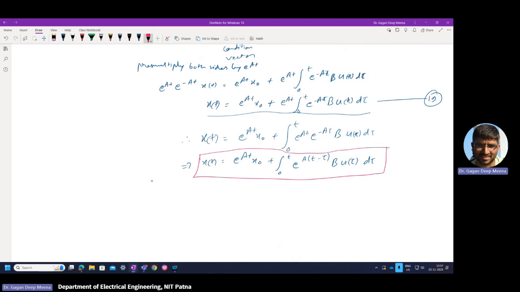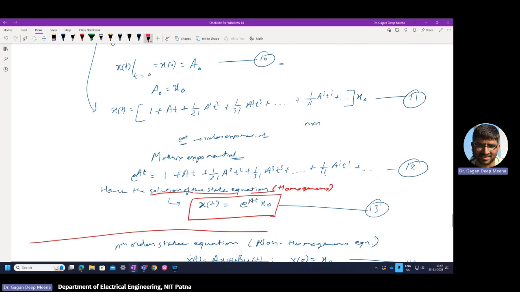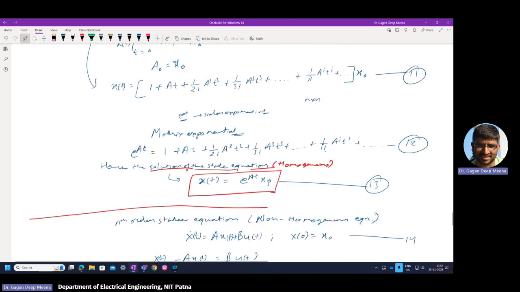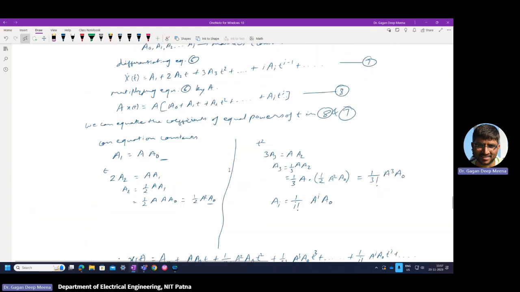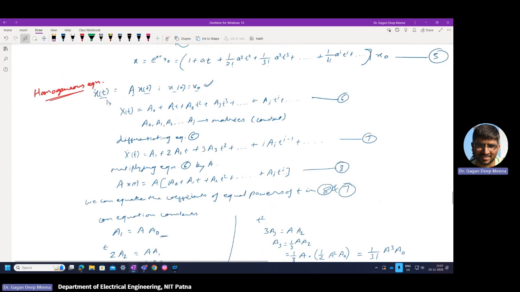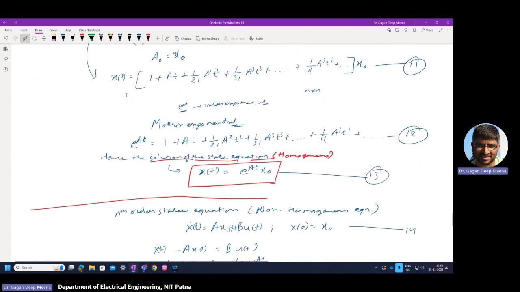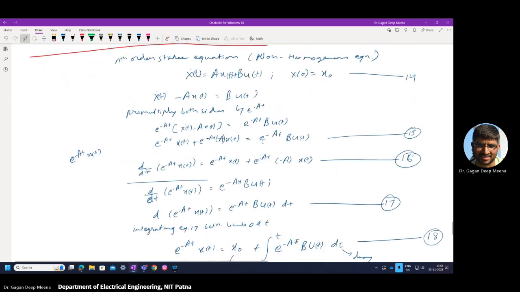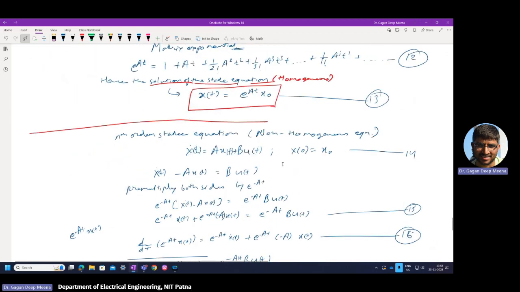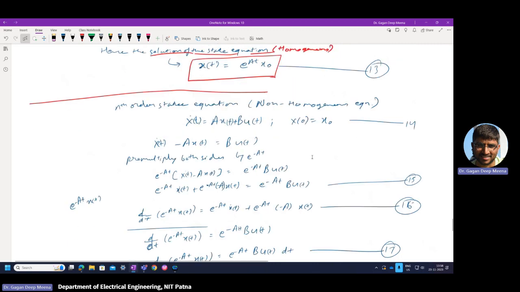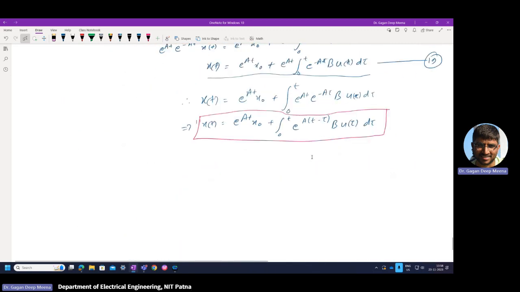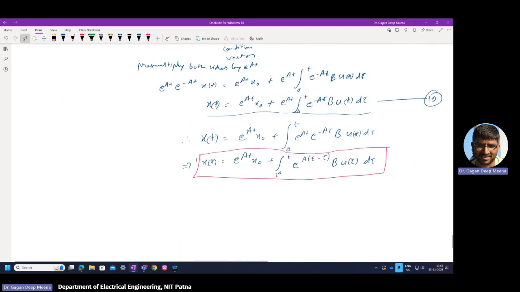Okay. So we have seen the solution for the state equation without input, which is this. State equation without input is this. That's the homogeneous equation, and this is the solution. And the state equation with input is this, with initial condition vector, and its solution is this.